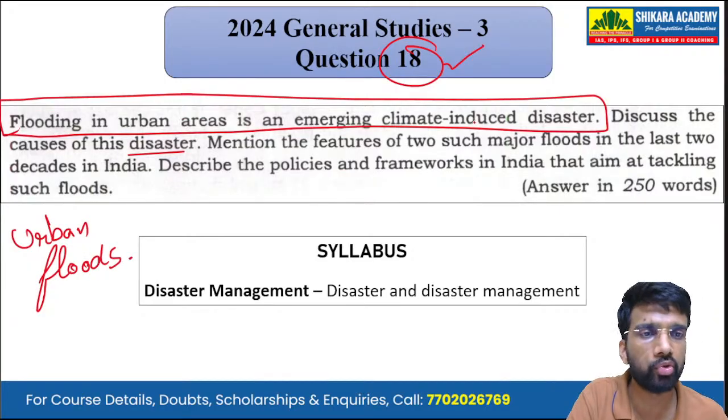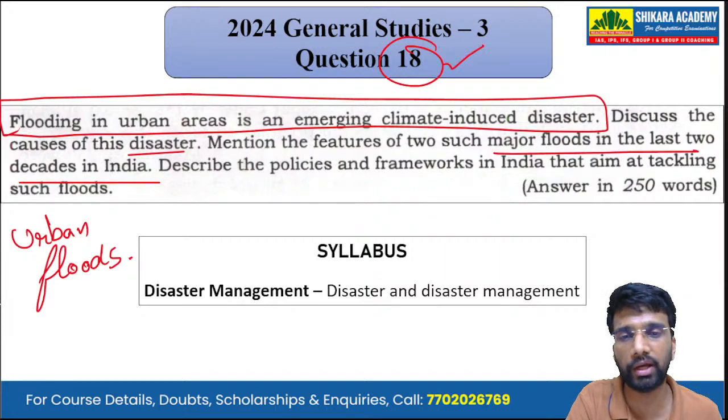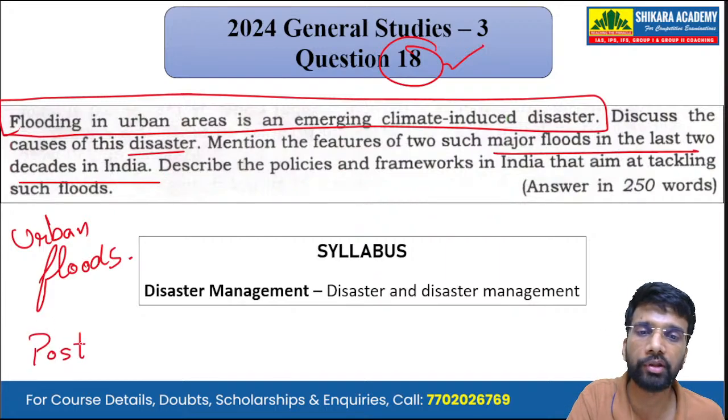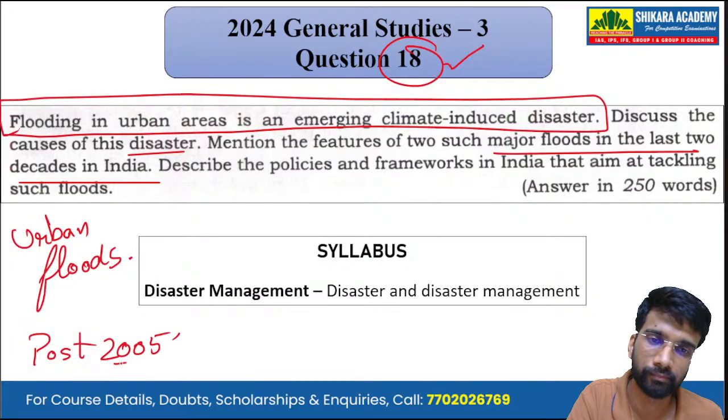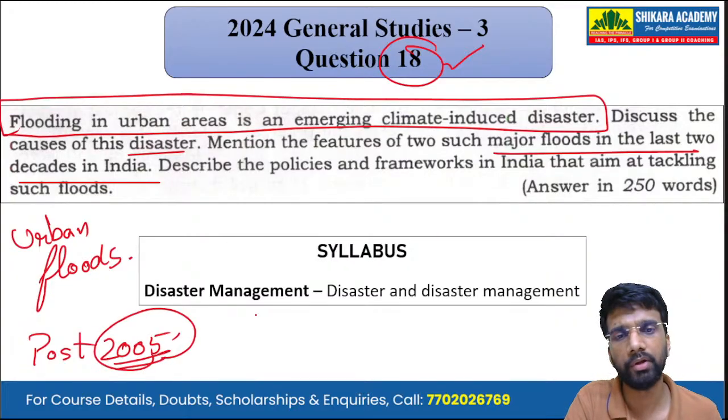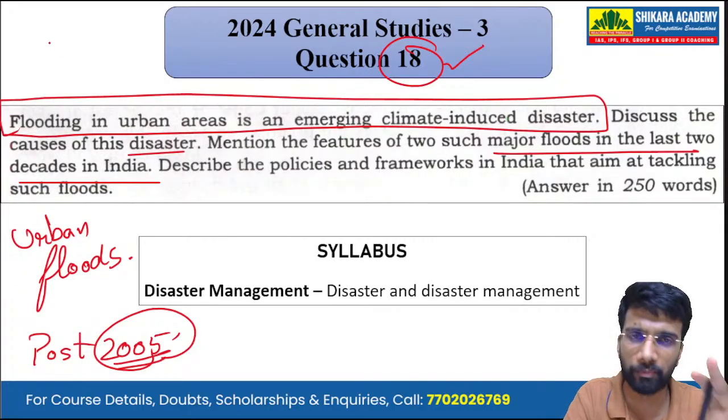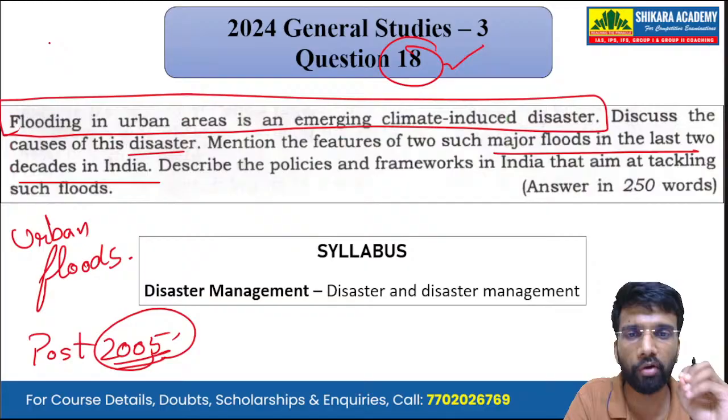Mention the features of two such major floods in the last 2 decades in India. So, last 2 decades means post 2005. Okay. This question was asked in 2024, so we can say post 2004. Okay. So, two such incidents of major urban floods in the country.